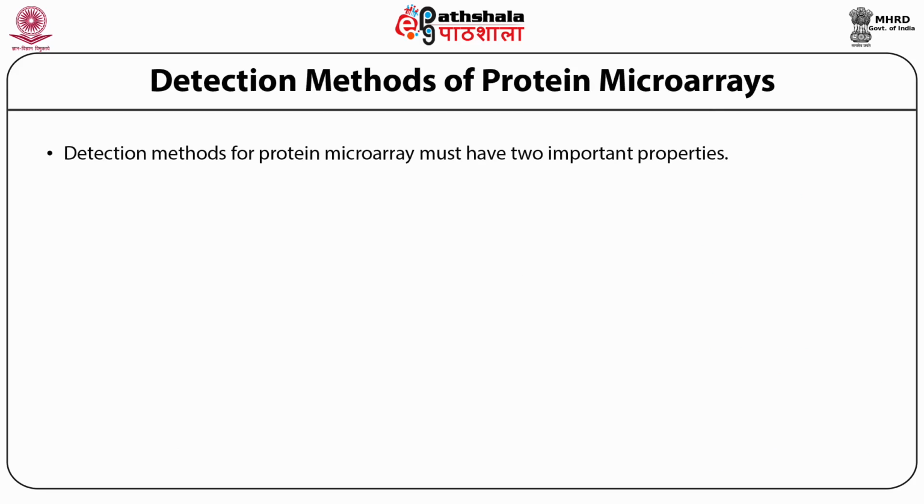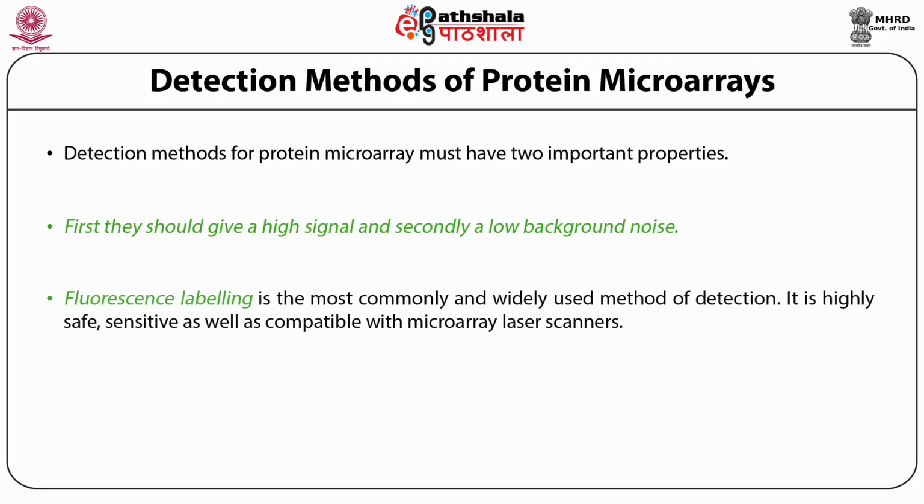Detection methods for protein microarray must have two important properties. First, they should give a high signal, and second, a low background noise. Fluorescence labeling is the most commonly and widely used method of detection. It is highly safe, sensitive, as well as compatible with microarray laser scanners.